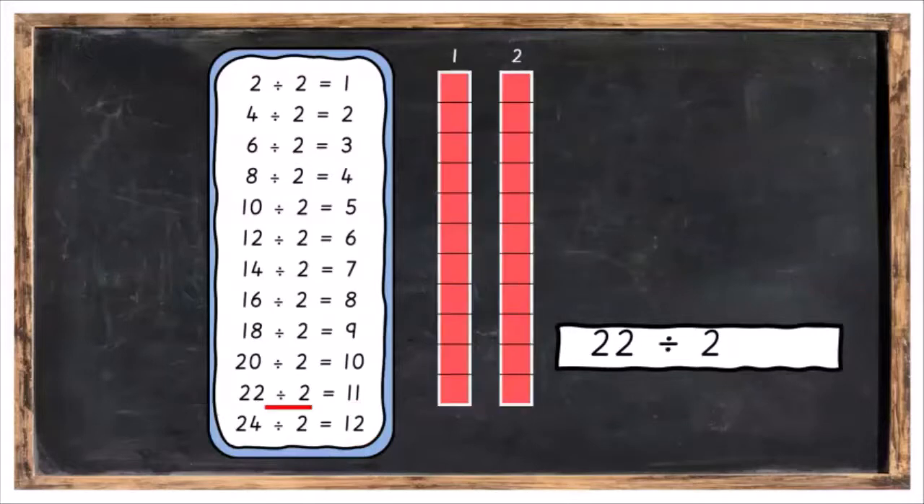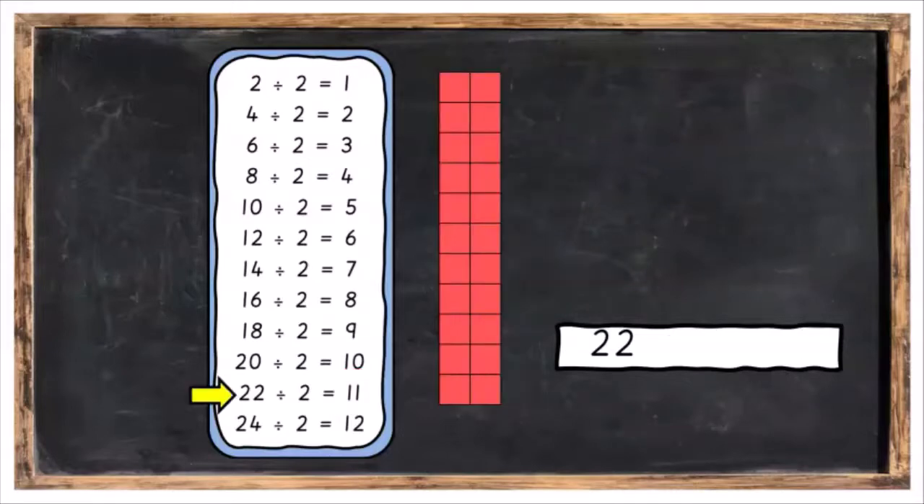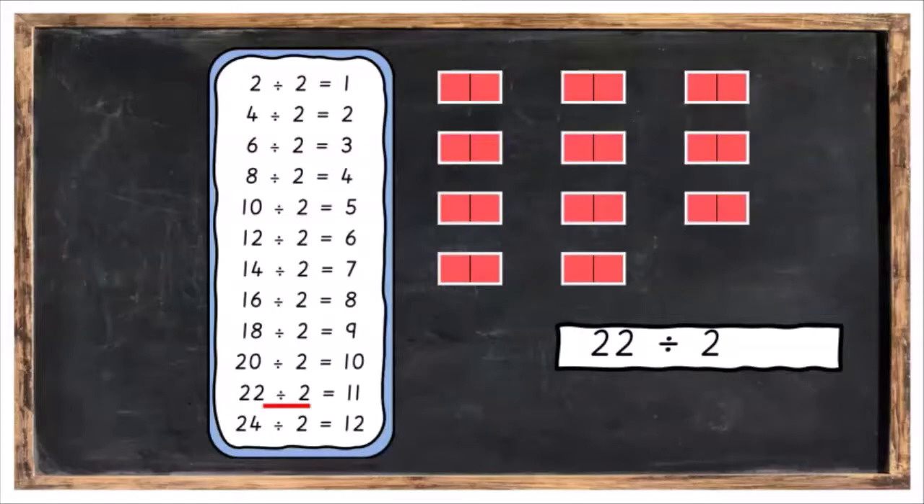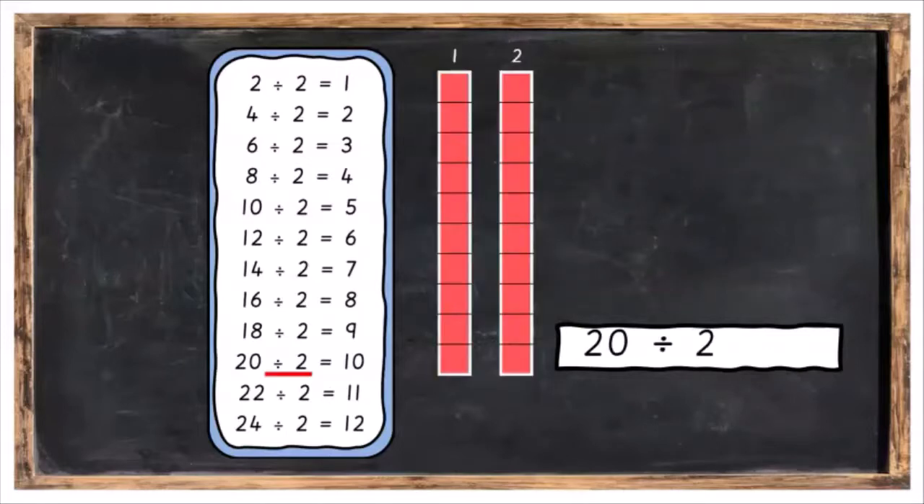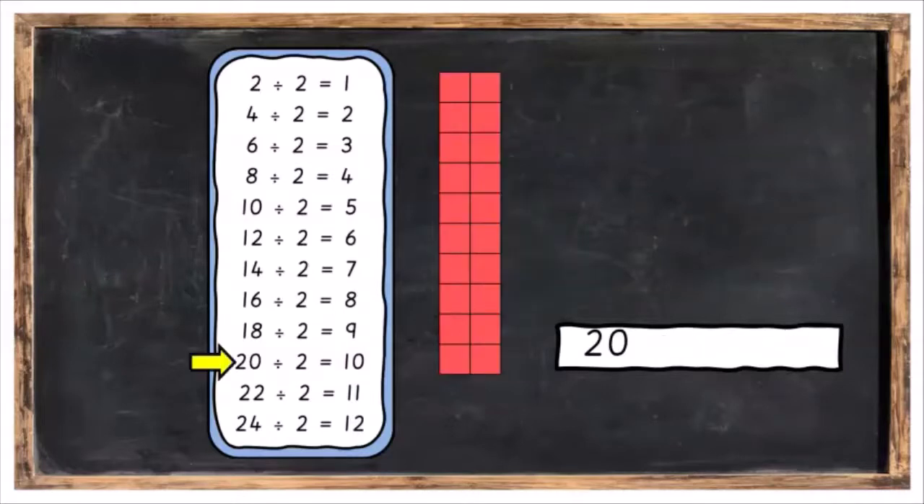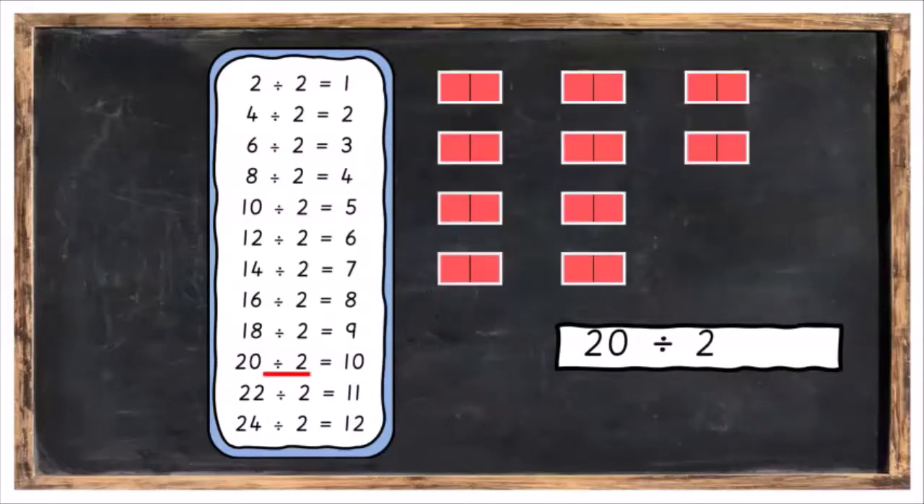22 divided into 2 will give you 11 in each group. 11 in this group and 11 in this group. But if we take 22 and split it into 2s, we will get 11 2s. Now 20, so 20 divided into 2 will give us 10 in each group. But 20 divided into 2s will give us 10 groups of 2.